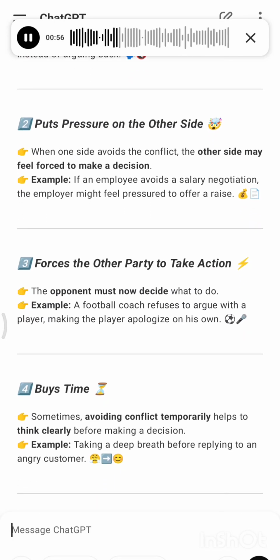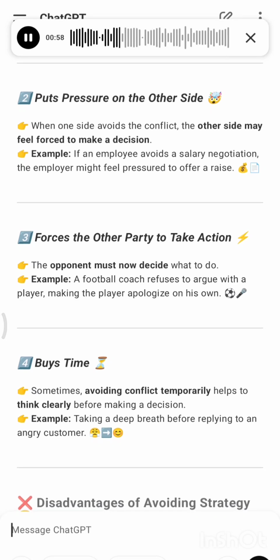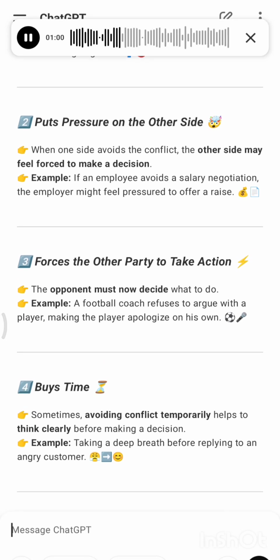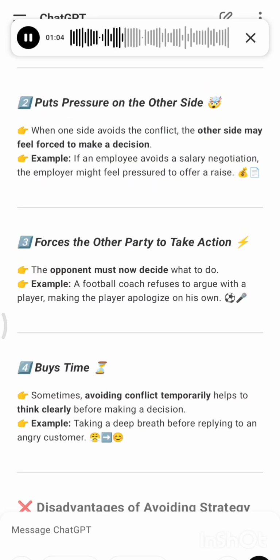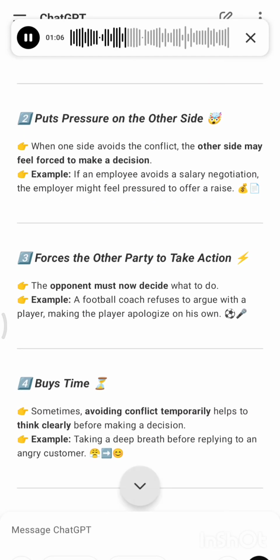2. Puts pressure on the other side. When one side avoids the conflict, the other side may feel forced to make a decision. Example: if an employee avoids a salary negotiation, the employer might feel pressured to offer a raise. 3. Forces the other party to take action. The opponent must now decide what to do. Example: a football coach refuses to argue with a player, making the player apologize on his own.